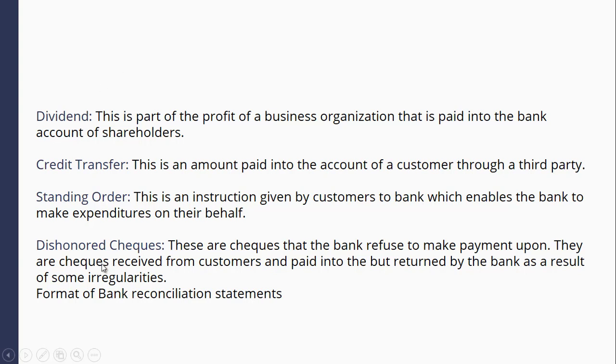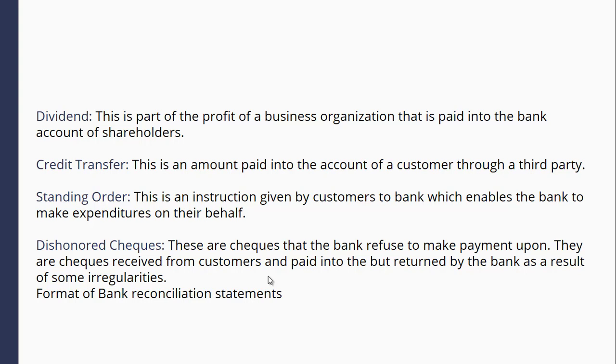The next cause of difference is dishonored check. Dishonored checks are checks received from customers and paid into the bank, but the bank refused to make payments. All right, bank refused to credit the account of the customer because there are some irregularities. So dishonored check will cause discrepancy because the customer has recorded it in his books, but the bank has not credited it because there are some irregularities.